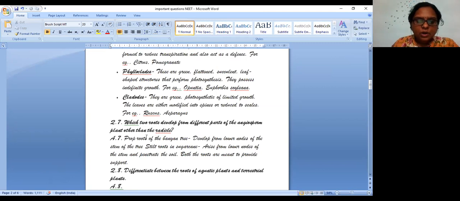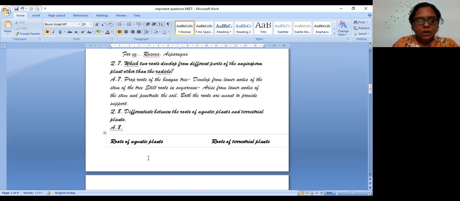Prop root of the banyan tree develops from the lower node of the stem of the tree, and stilt root in sugarcane arises from the lower node of the stem and penetrates inside the soil. Both the roots are meant to provide support. I told you banyan tree and this also.